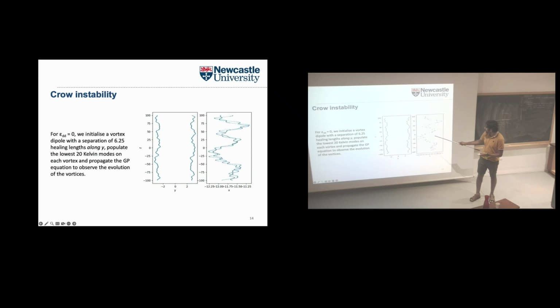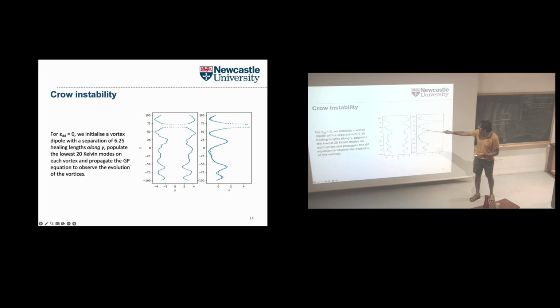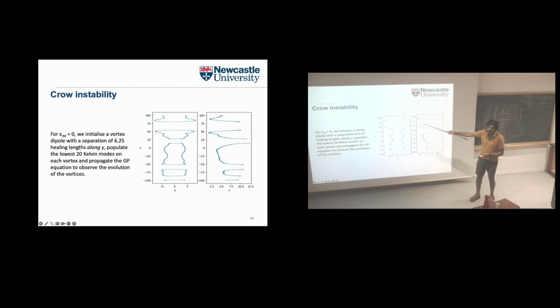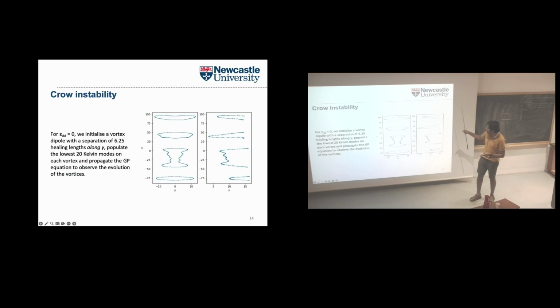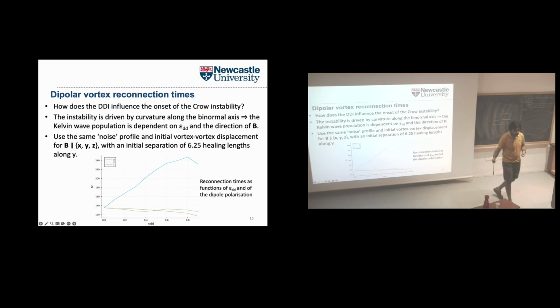They will reconnect in about 10 seconds, I think. Yeah, so the Kelvin waves increase in amplitude until you get reconnections and the formation of loops, and there's a loop cascade. So what we looked at is how this is affected by the dipole-dipole interaction. We populated a vortex and an antivortex with the first 20 modes supported by the box, used the same noise profile regardless of what the dipole alignment is, and we looked at the reconnection times.